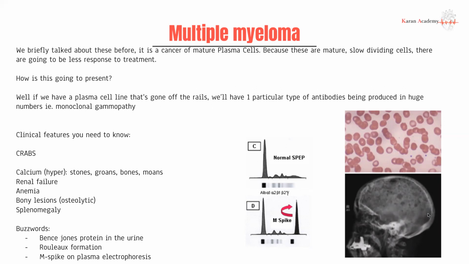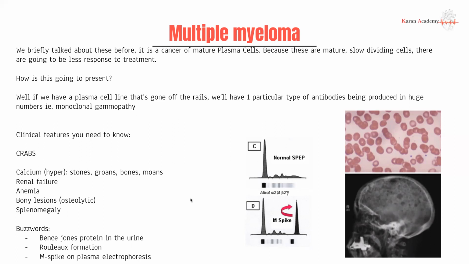As you can see here, you can see a pepper pot skull with extensive dots throughout the cranium, and splenomegaly, because your immunoglobulins are going to be accumulating in the spleen. In terms of specific buzzwords, a lot of these monoclonal gammopathies are going to present with high levels of protein being excreted in the urine, and this would be called the Bence Jones protein.